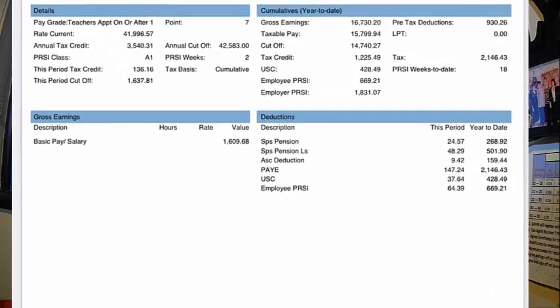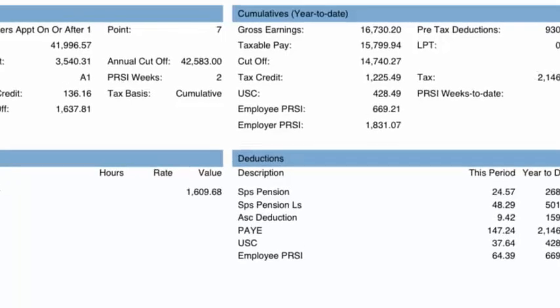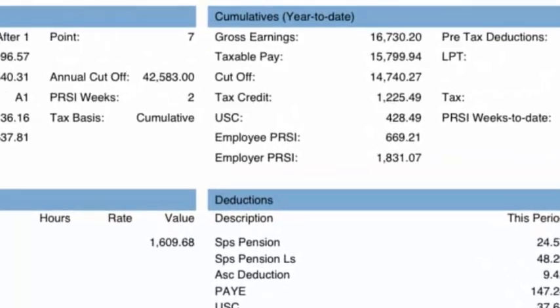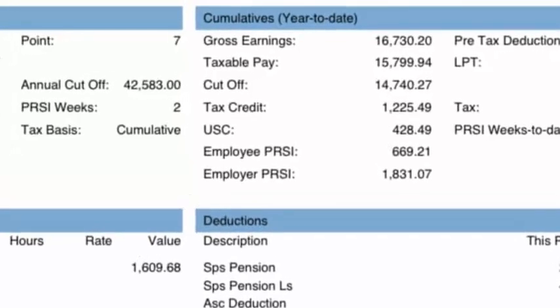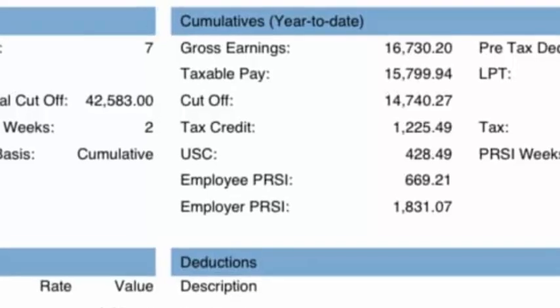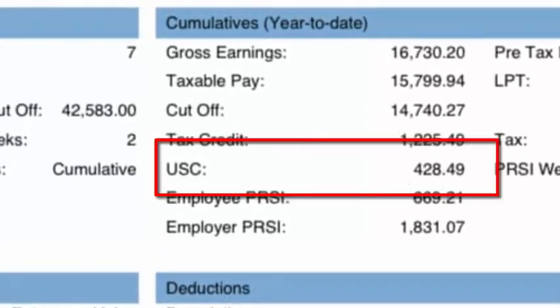Universal Social Charge. USC, or the Universal Social Charge, is a tax that has replaced the income tax levy and health levy. USC is a tax payable on total income, but there are some types of income that are exempt. Universal Social Charge is a tax you pay if your gross income is more than €13,000 per year. All payments from the Department of Social Protection, the DSP, are excluded from gross pay for USC purposes.